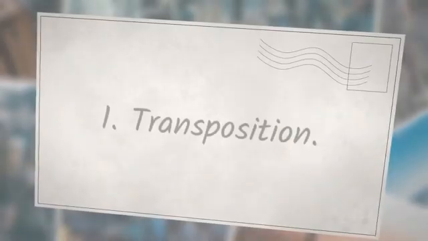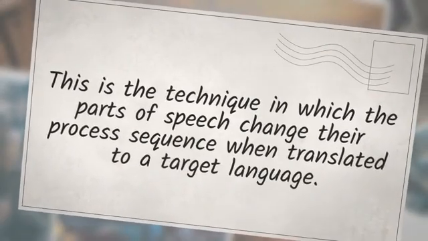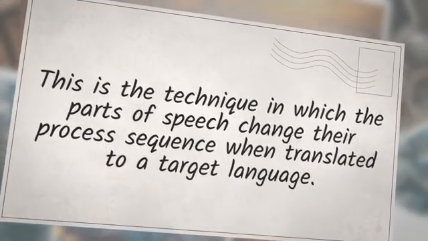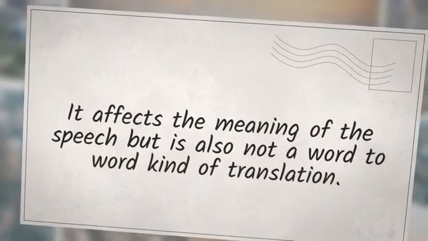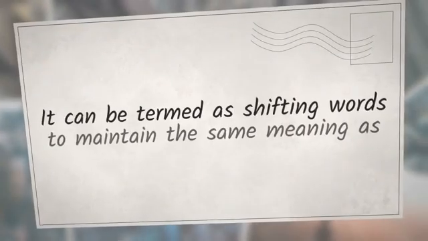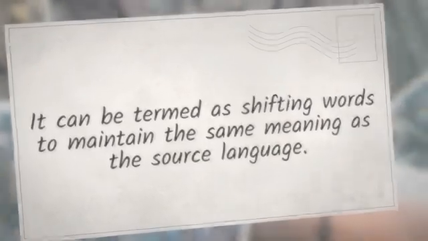1. Transposition. This is the technique in which the parts of speech change their sequence when translated to a target language. It affects the form of the speech but is also not a word-to-word kind of translation. It can be termed as shifting words to maintain the same meaning as the source language.